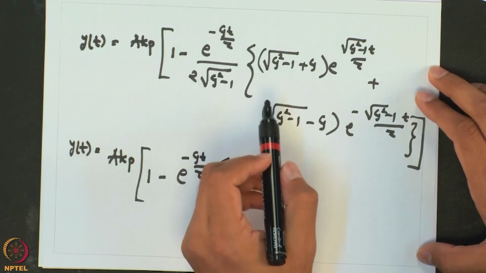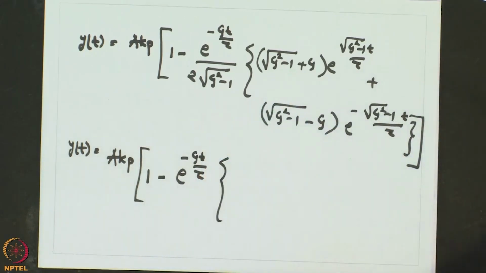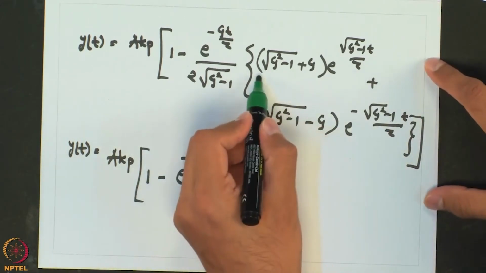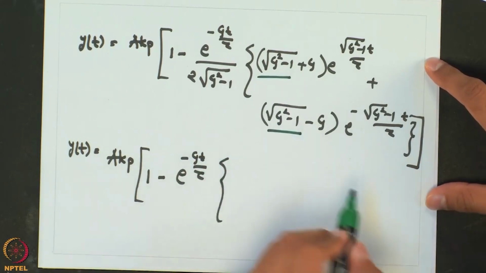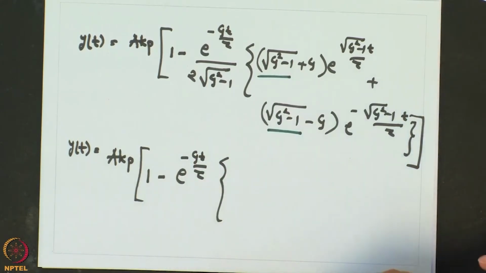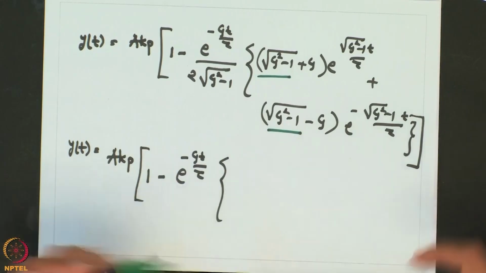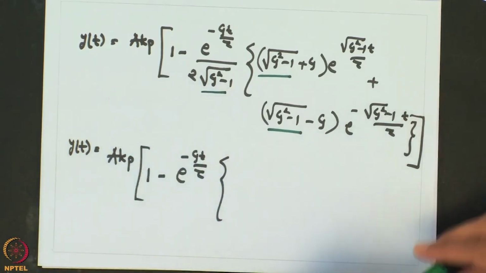So in this case you can observe that we have this root of zeta square minus 1 common in both the sides, and then it will get cancelled with this root of zeta square minus 1.